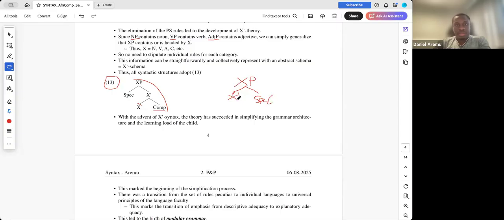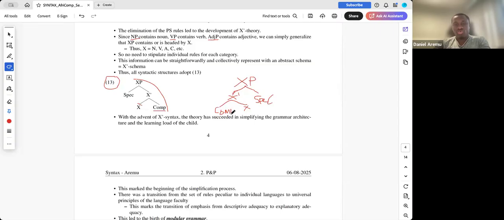The spec is to the left. Don't mind that I'm not using a tablet, I'm using the laptop, so it's difficult. And then you have your X here, the head. So it's more like the mirror image of what we have in 13. Then you have your comp. So it's just a mirror image, basically.